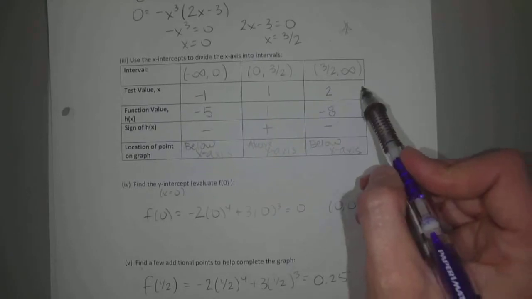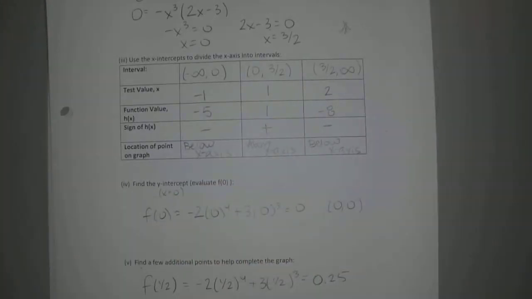Then here are our 3 test points. So go ahead and graph -1, -5, 1, 1, and then 2, -8.